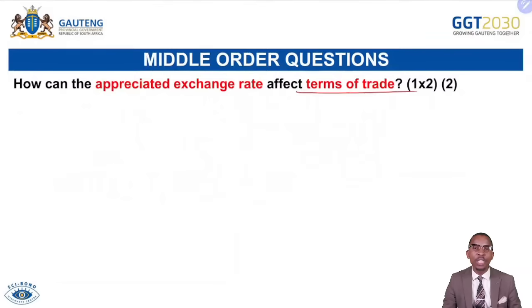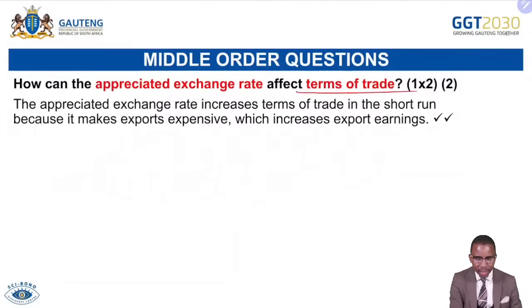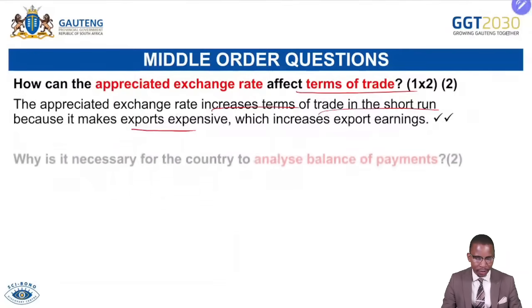But if our exports are not demand elastic, or are demand inelastic, then they will keep on increasing terms of trade. If the currency appreciates, terms of trade will always be increasing because our goods won't be replaceable easily abroad. They won't have perfect substitutes. The appreciated exchange rate increases terms of trade in the short run because it makes exports expensive, which increases the export earnings. So as we sell our goods abroad, they will be expensive. Then there will be more income received from those exports. That will be increasing our terms of trade.